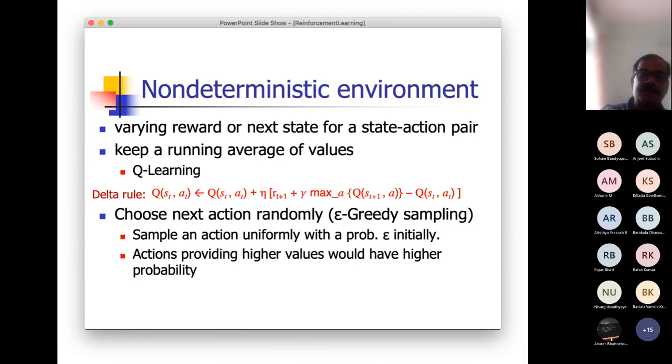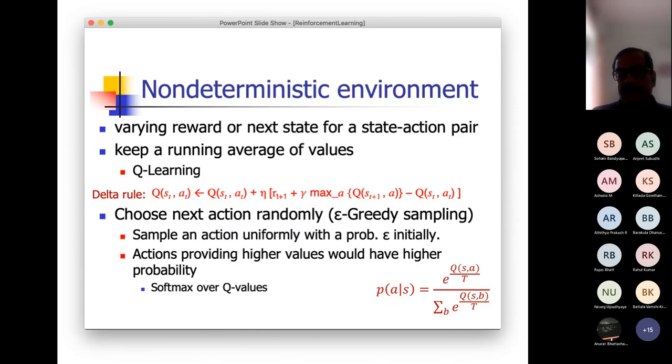Actions providing higher values would have higher probability for following. So you can use softmax over Q values. That's a very standard trick. As in simulated annealing, there is a factor: the return Q value is divided by the factor T, which is called temperature, right? As time increases, you also decrease this temperature.